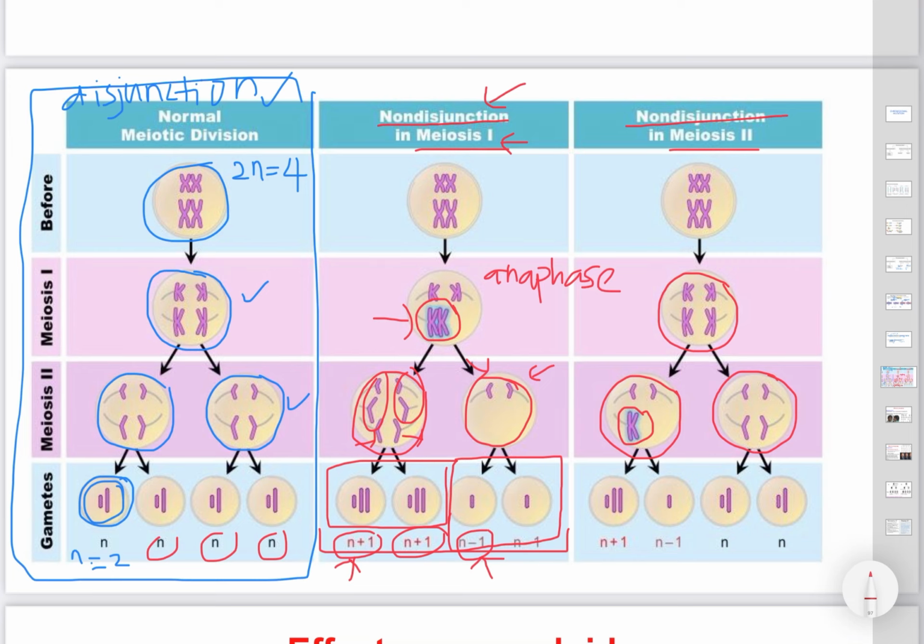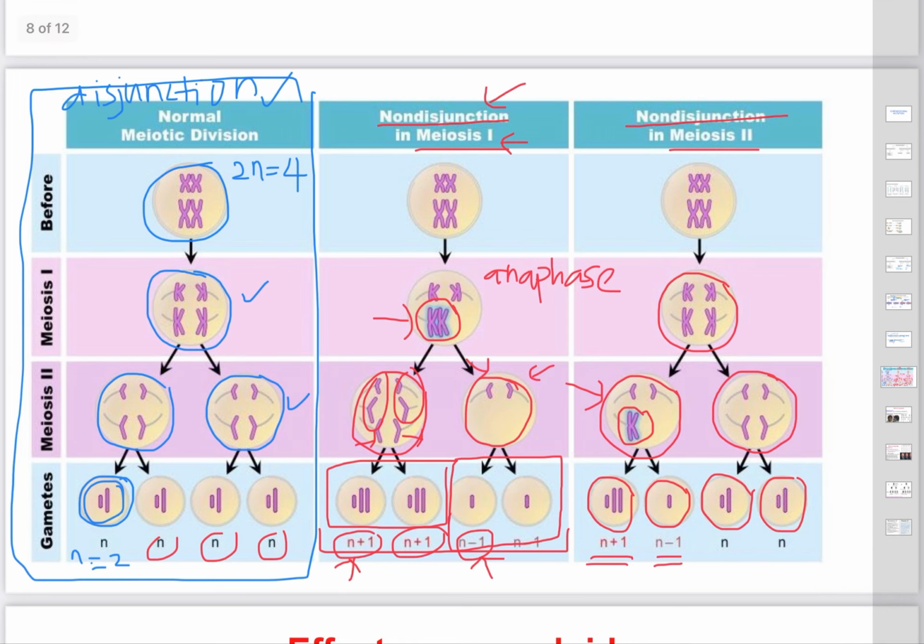So, as a result, disebabkan satu daughter cell dia tu gagal untuk berpisah, gamete yang terhasil di sini adalah abnormal gamete, di mana satu gamete dia ada extra 1 chromosome and satu lagi gamete dia ada less 1 chromosome. And on the right hand side, kita ada normal chromosome. Okay, so itu adalah punca chromosomal mutation berlaku yang menyebabkan berlakunya perubahan kepada jumlah kromosom.